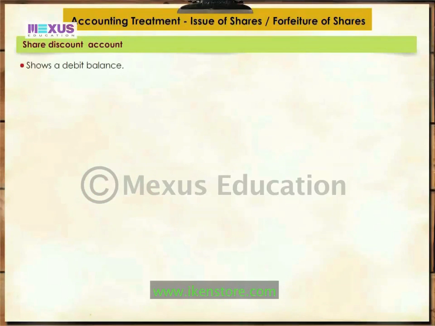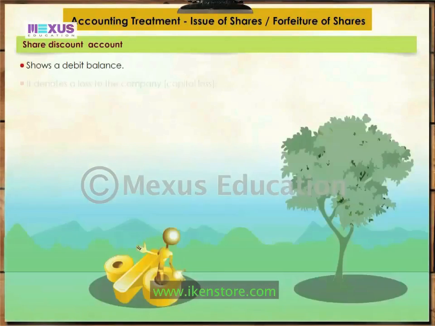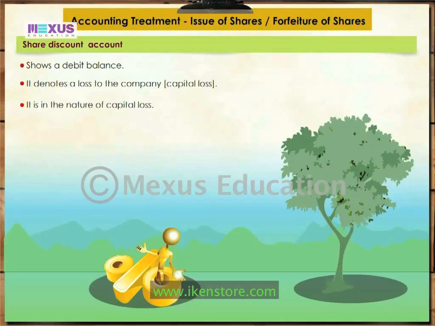Share discount account shows a debit balance. It denotes a loss to the company. It is in the nature of capital loss. It is desirable to write it off against any capital profit.